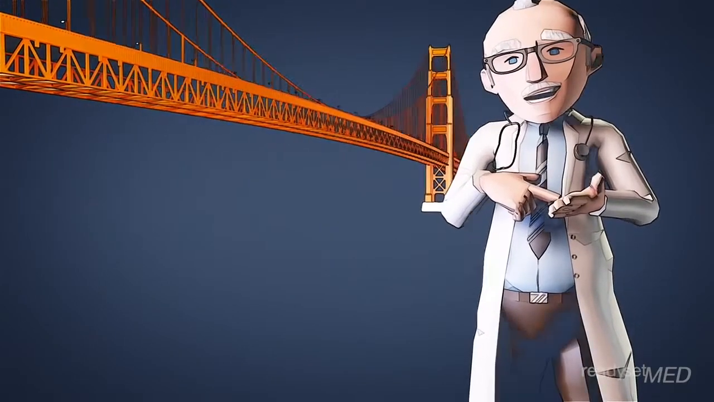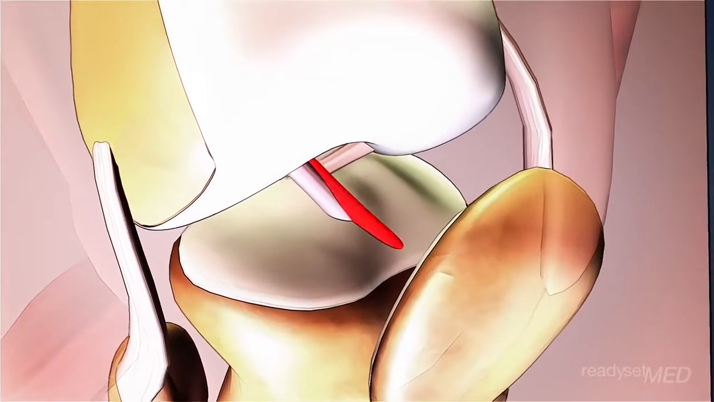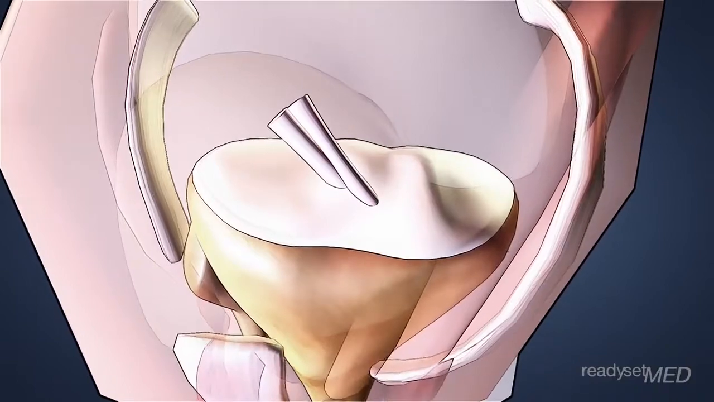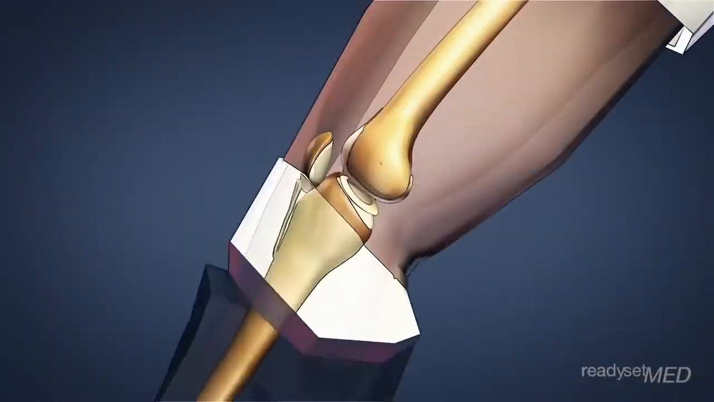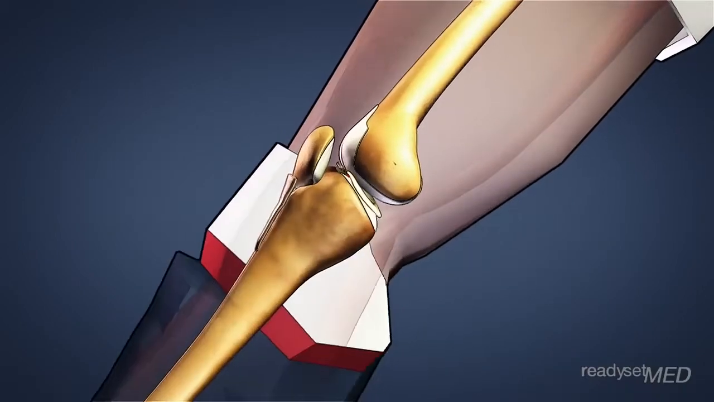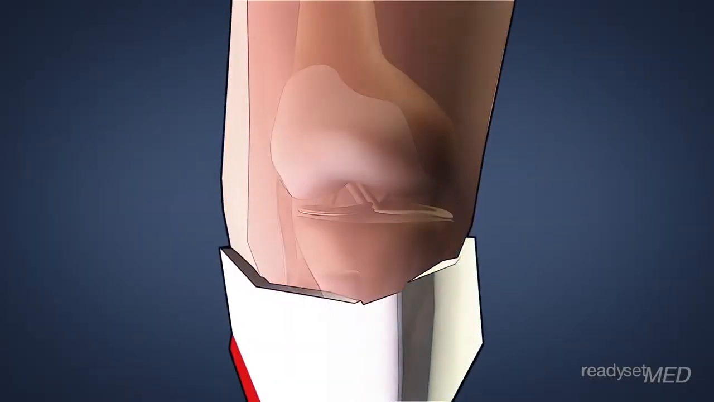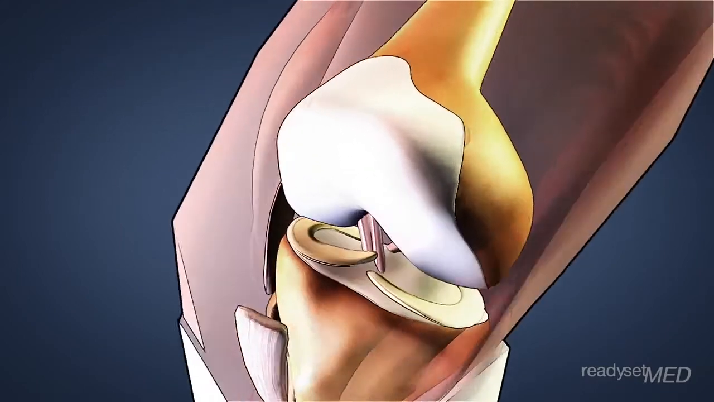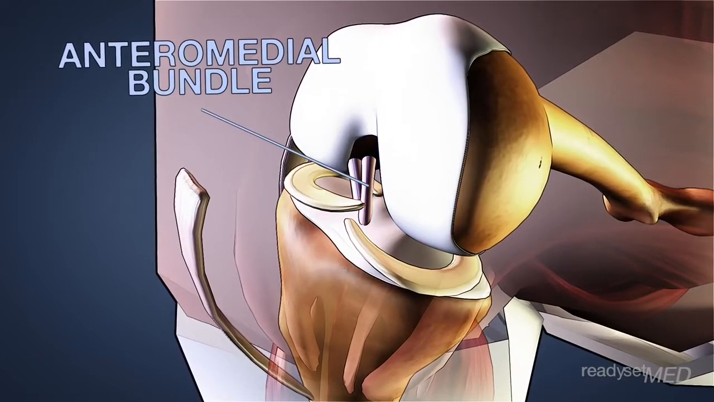There are two distinct bundles that make up the ACL, the anteromedial and the posterolateral. Each gets its name from where it inserts on the tibial surface, here and here. Together, these two bundles help provide stability for the knee throughout its complete range of motion. To be specific, the posterolateral bundle is more protective when the knee is extended, like this. And as you might have guessed, the anteromedial bundle is tighter when the knee flexes, like this.